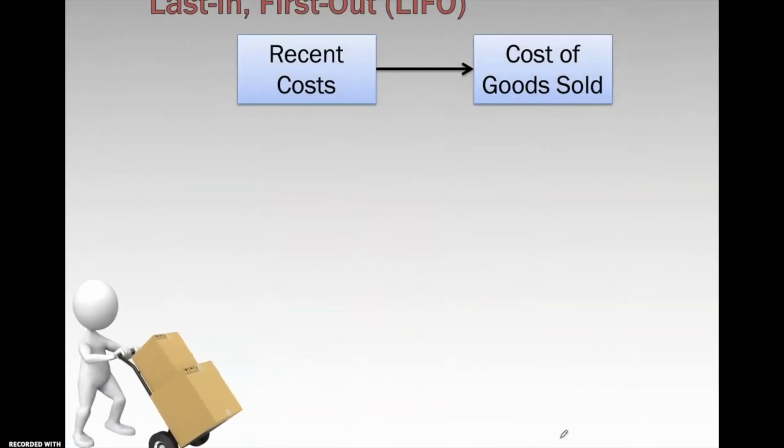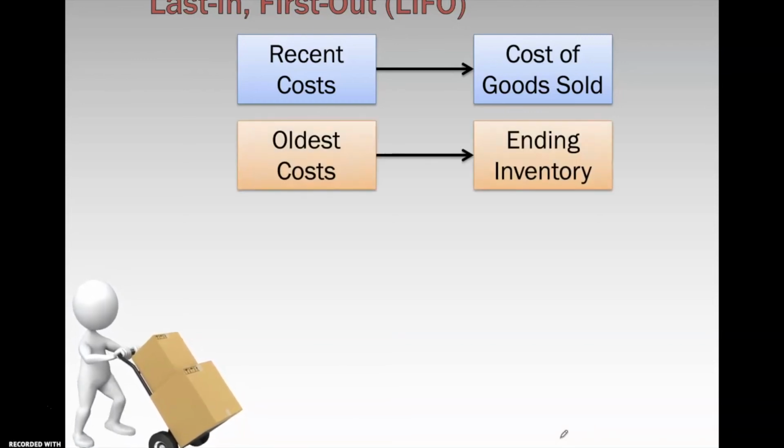Okay, last in, first out, another very popular method. This is our third one here. It's the opposite of FIFO. So FIFO was first in, first out. We're saying the last in is what's going out first. So basically, we're going to assume that my most recent purchase is what I sold first, and that what I purchased at the beginning of the time period is what I still have.